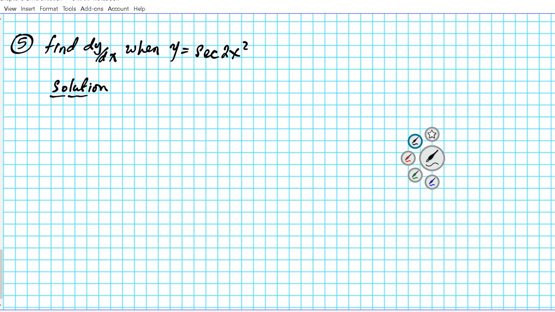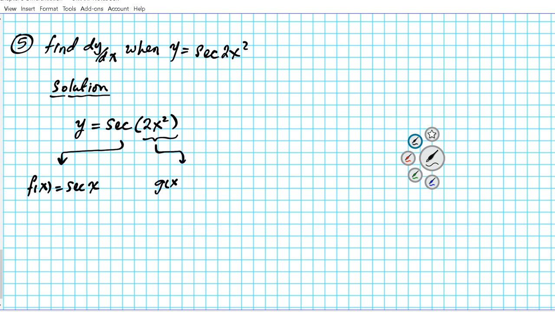All right, moving right along. Question number 5. Let's say you have the following situation. Find dy dx when y is equal to secant 2x squared. Okay? All right, so let's go ahead and do that. We're going to decompose it. f of x is secant x, that's the outer function. And then the inner function, g of x, is 2x squared.